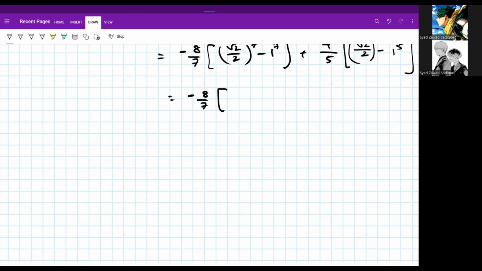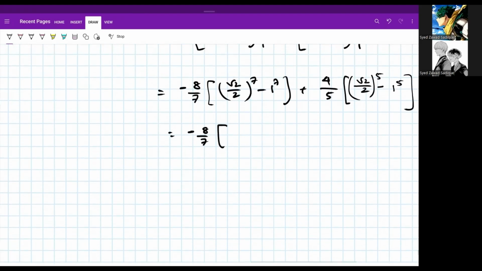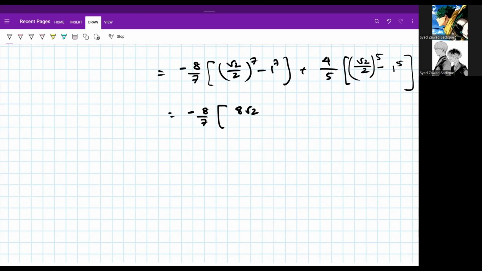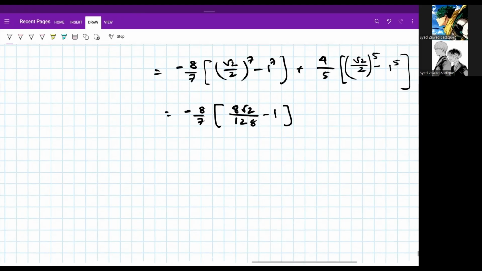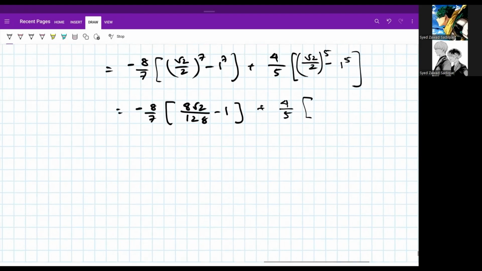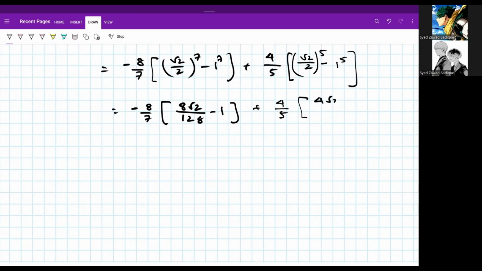Okay, do not press root 2 by 2 to the power 7 in your calculator because you'll get a decimal. Instead, manually just do root 2 into root 2 into root 2 7 times to get 8 root 2 by 128 minus 1 plus 4 by 5, 4 root 2 by 32 minus 1.